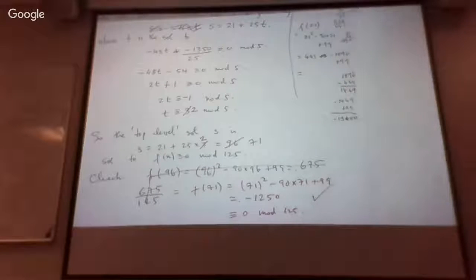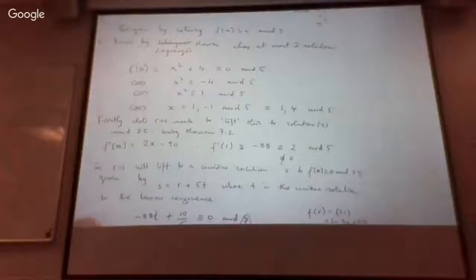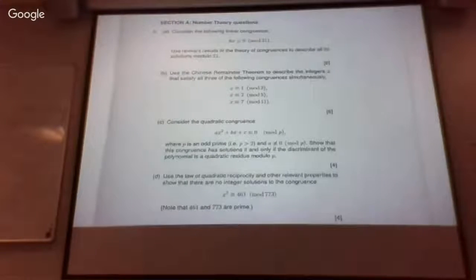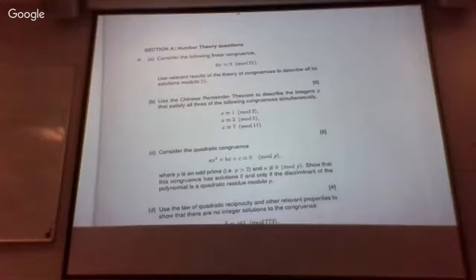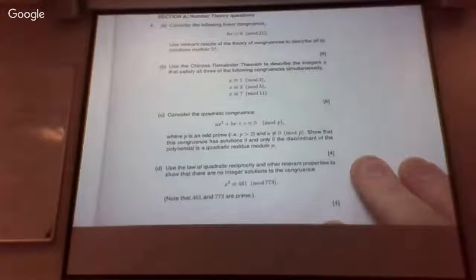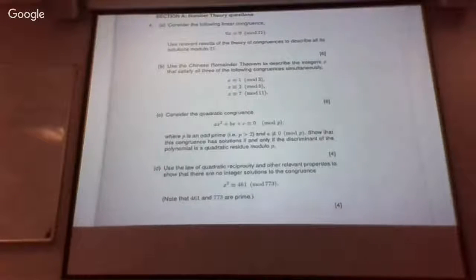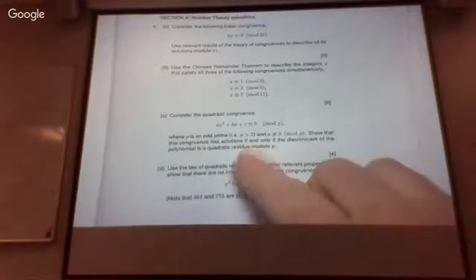Okay, let's move on to question 4. A bit more interesting stuff in question 4. For part A, you've got a linear congruence to solve. Use the relevant results of the theory of congruences to describe all of its solutions modulo 21. In part B, there's an instance of applying the Chinese remainder theorem to lift 3 different congruence classes. Find a unique congruence class modulo a higher power, representing all those.